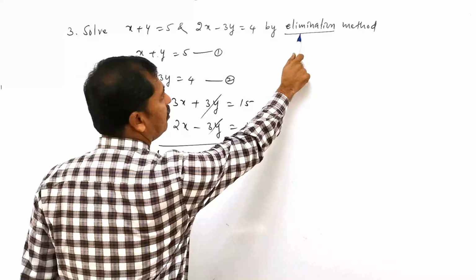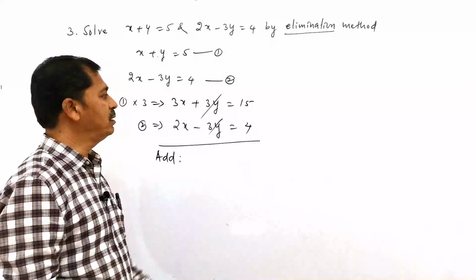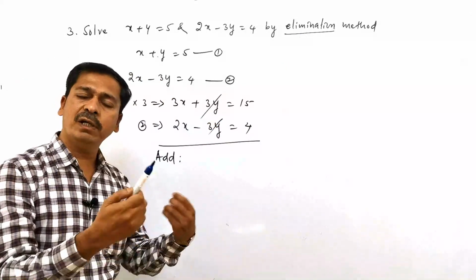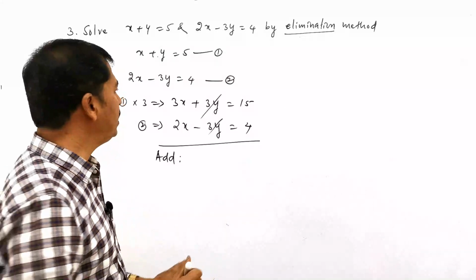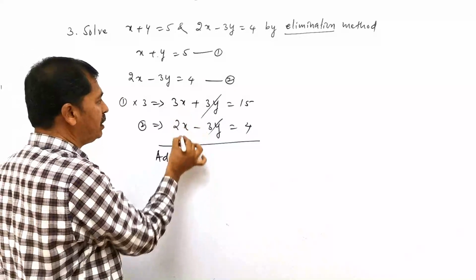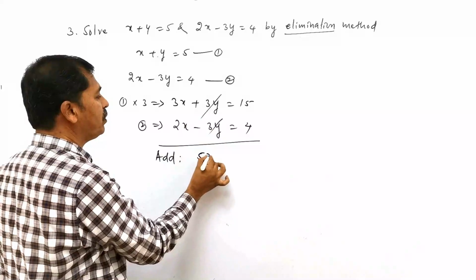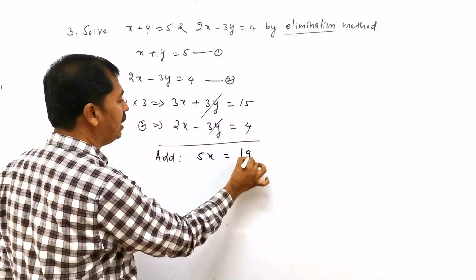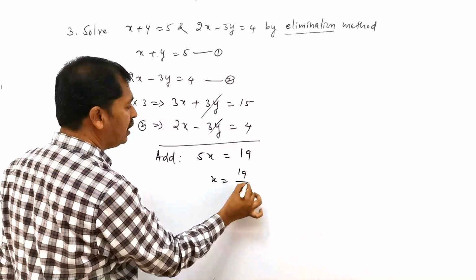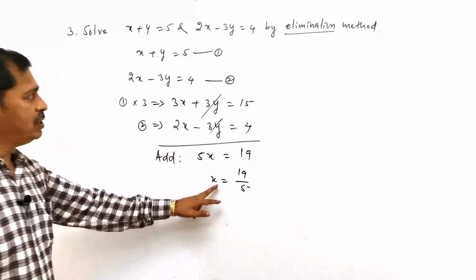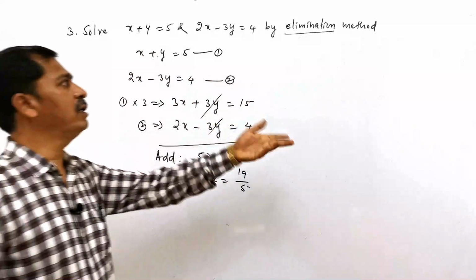Elimination. Why is this method called elimination? Here the y variable has been completely eliminated. That is why we call it the elimination method. Add up these two, so this is 5x, and 15 plus 4 is 19. So x equals what you are getting? 19 divided by 5. This value you substitute in equation number 1, and you will get the answer.